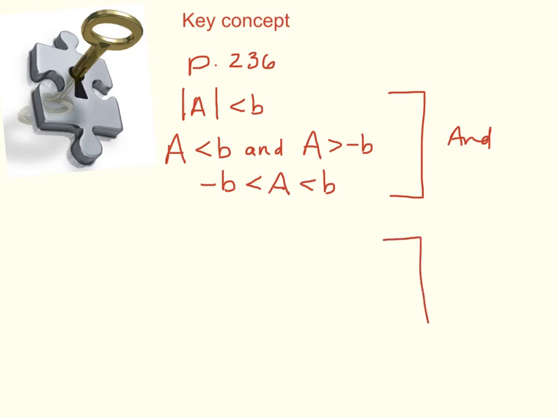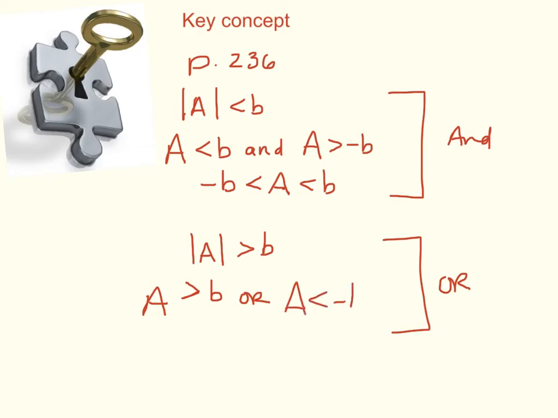If you have an or problem, the absolute value of a is greater than b, you could write it as a is greater than b, or a is less than negative b.